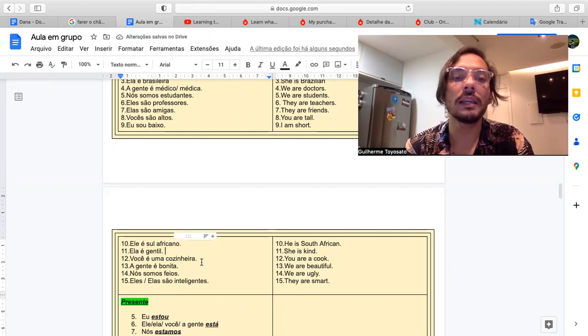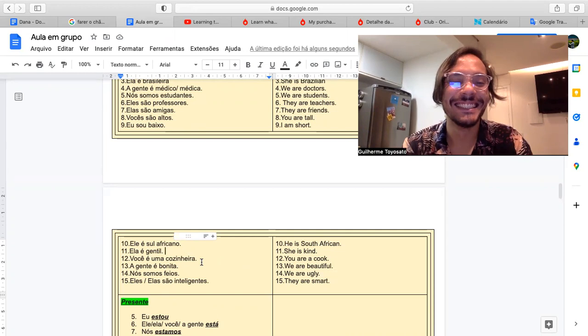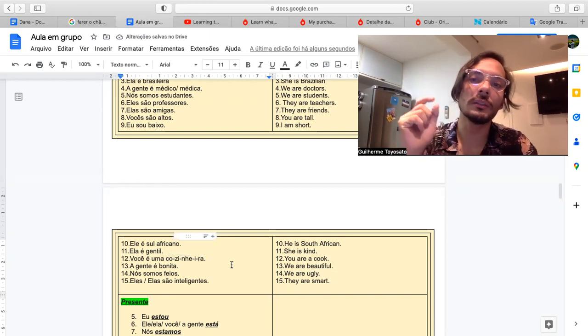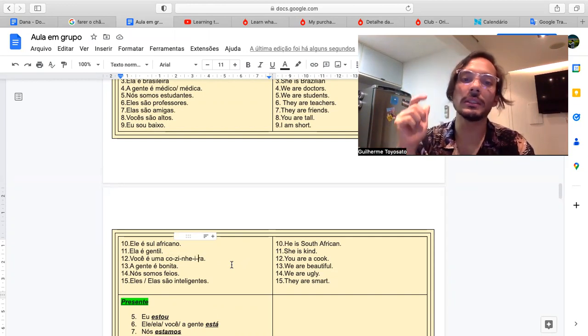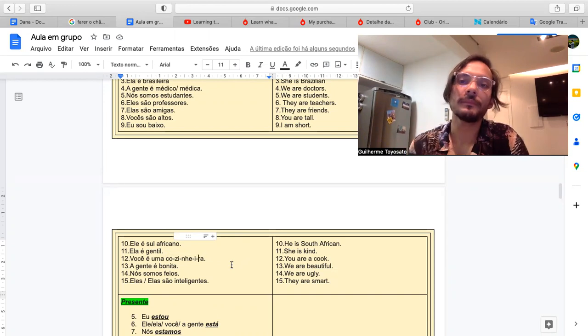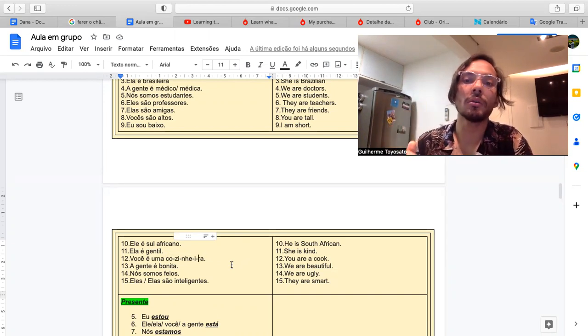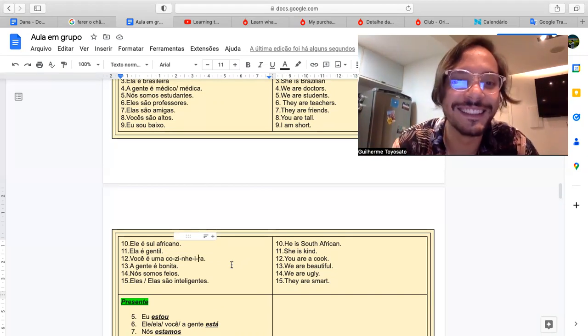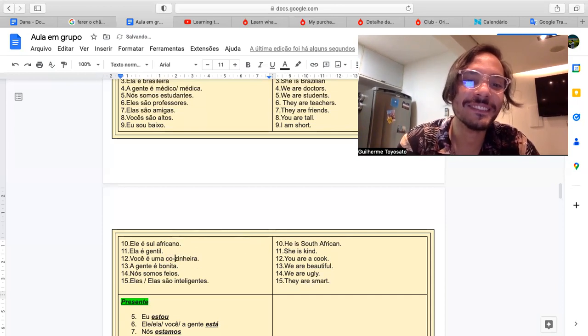Next one. Você é uma cozinheira. So you see, I break it here into syllables. It's like one, two, three, four, five. Cozinheira. Just like music. It's easy. Cozinheira, cozinheira, cozinheira. Você é uma cozinheira.